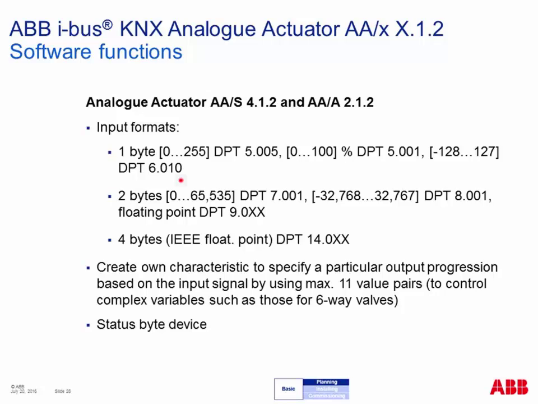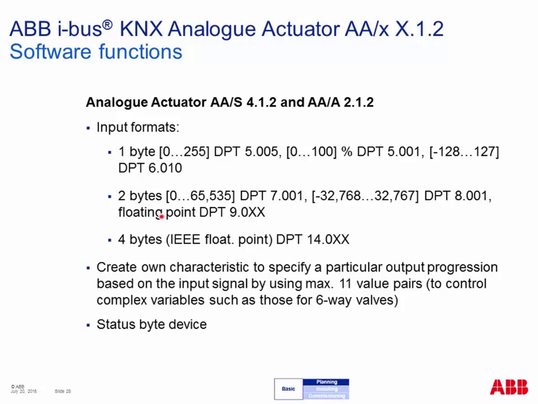So the input formats, the input KNX telegrams, in both devices are the same. Depending on the parameterization, the analog actuator can listen to a one byte unsigned telegram between 0 and 255, which is the data point type 5005, or it can be between 0 and 100%, then it is the data point type 5001, or it can be also a signed one byte value between minus 128 and 127, then it's according to the data point type 6010.